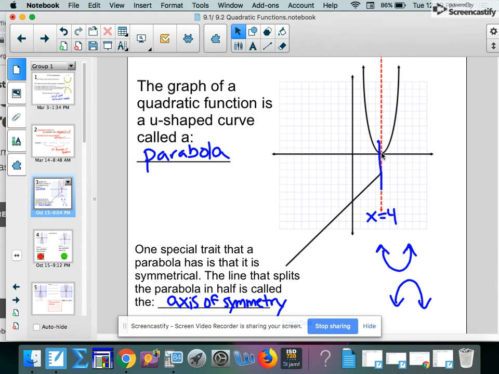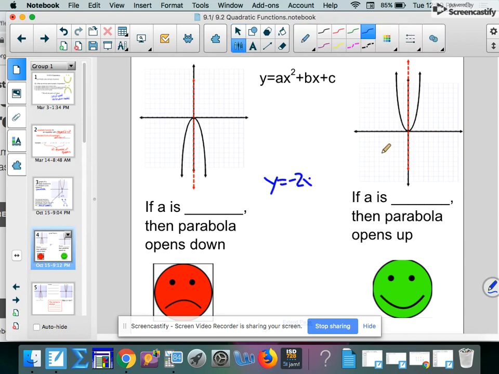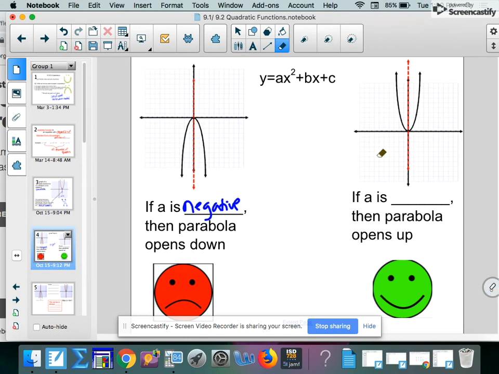So some more stuff about the axis of symmetry is that we can tell just by looking at the equation. So for example, if I were to give you y equals negative 2x squared, I know that it's going to be upside down. So if your a value, the number in front of x squared, is negative, then the parabola opens down. I like to remember negative people frown. If a is positive, then it opens up. Positive people smile. Okay, so it looks like a smiley face.